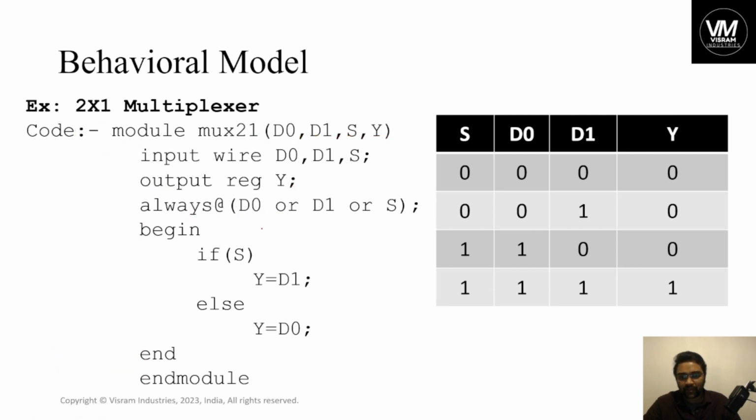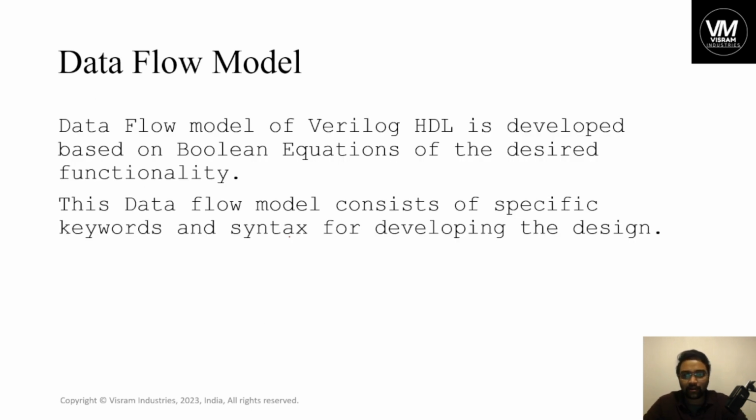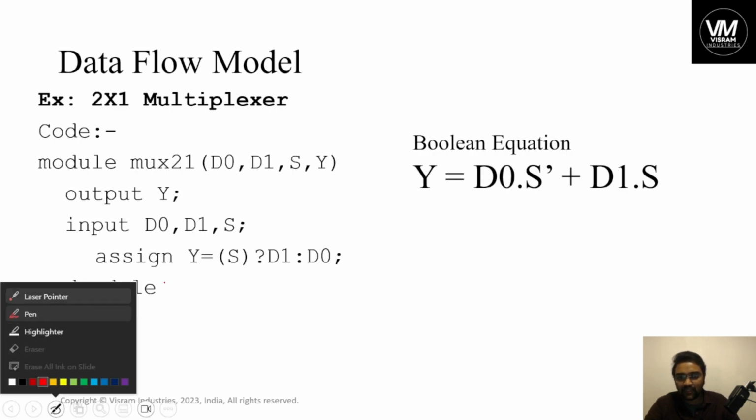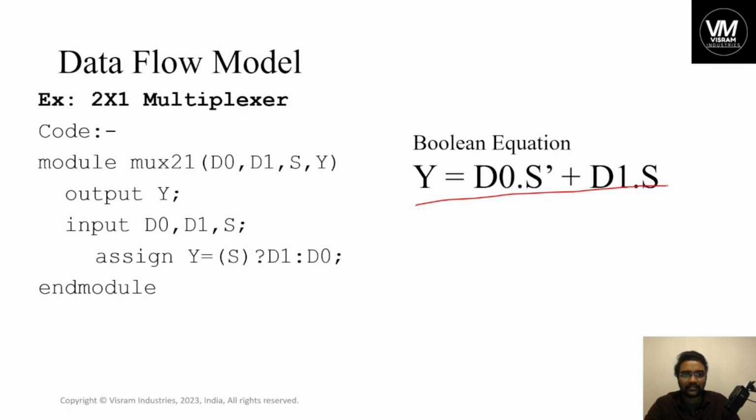In the same way, we will go to the next level of the model, how to develop Verilog HDL. In this data flow model, we basically develop Verilog HDL through Boolean equations. What are the Boolean equations? They have some specific syntax as well. So this is the Boolean equation for a 2 by 1 multiplexer.